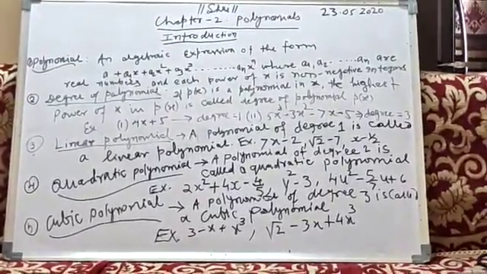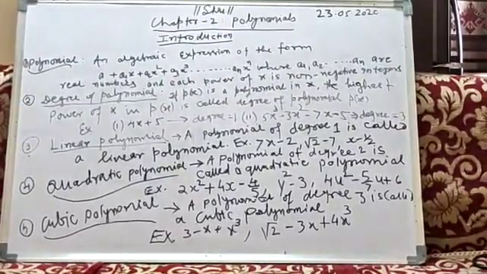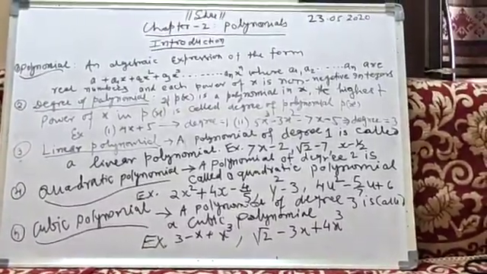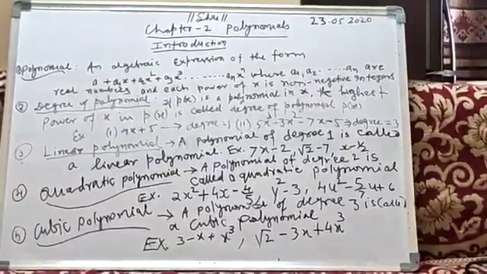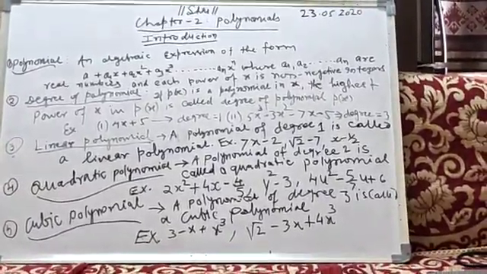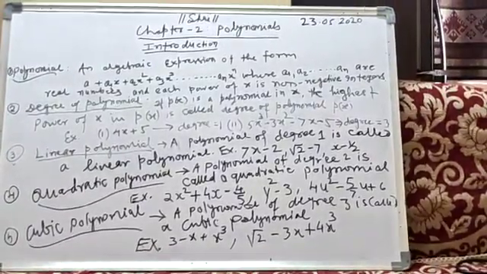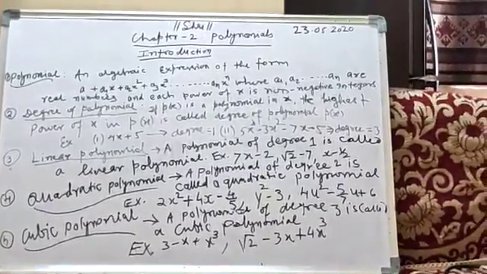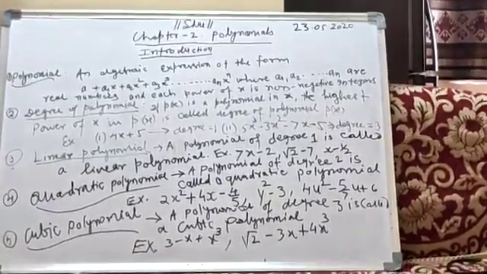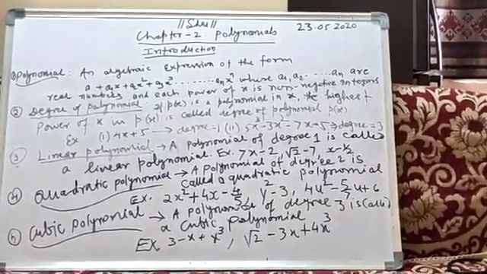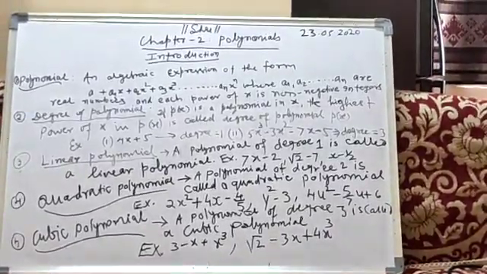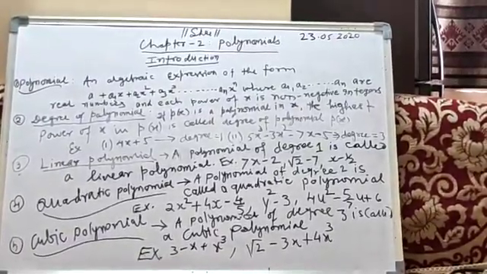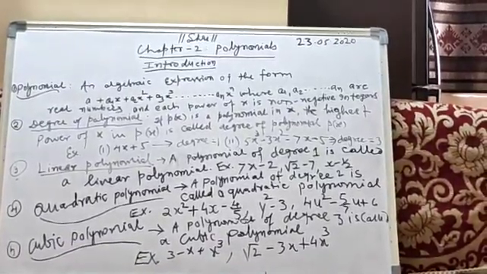Examples. For example, 4x plus 5. This is a polynomial of degree 1 because x has power 1. Second example, 5x cube minus 3x square minus 7x minus 5. This is also a polynomial having highest power 3. Therefore, degree of this polynomial is 3.